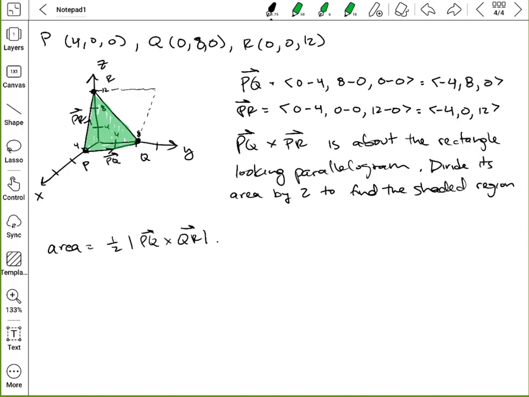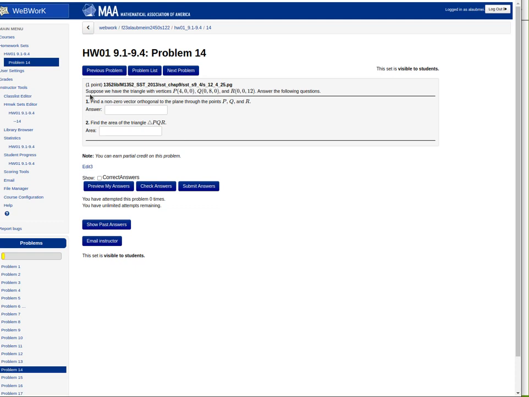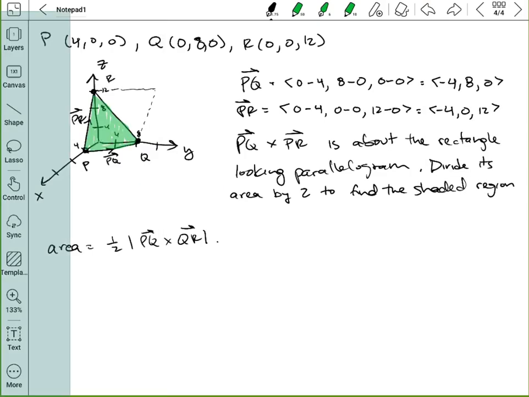And then the other part of the problem, I think actually the first part, I may have talked about it out of order. Find a non-zero vector orthogonal to the plane through the points P, Q, and R. So the plane through the points P, Q, and R is this parallelogram I've drawn, basically. The plane actually goes on forever, so it would have that angle and just cut through this screen. And so the vector normal to it, orthogonal to it, is going to be like this.